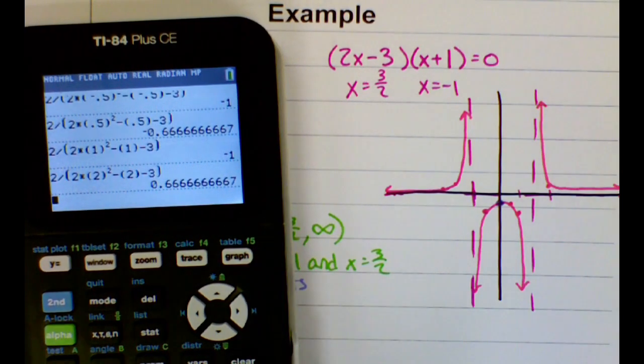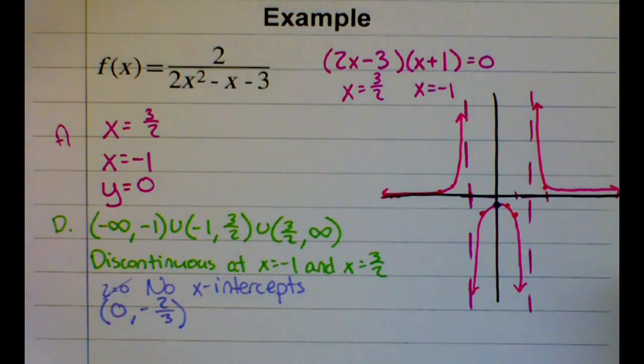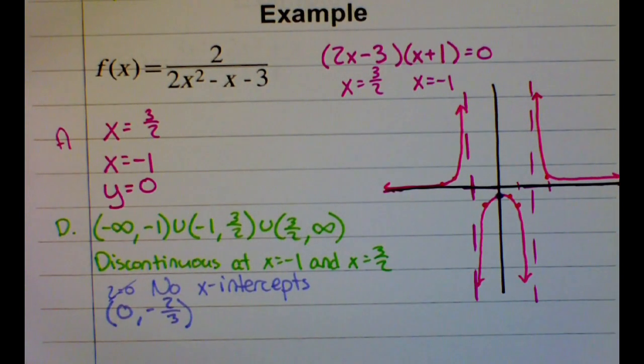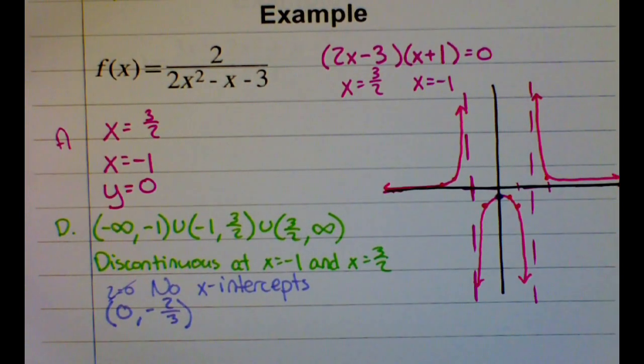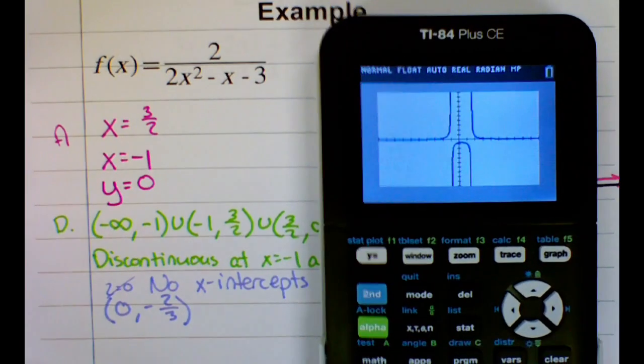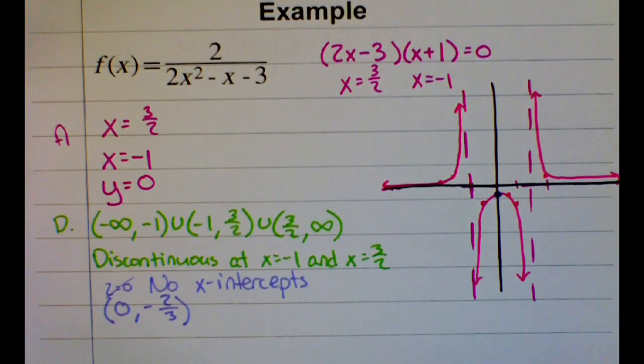All right, we'll check our graph before I do anything else. So make sure I put the numerator in parentheses and the denominator. And look at that, that's kind of what my graph looks like. So, range.